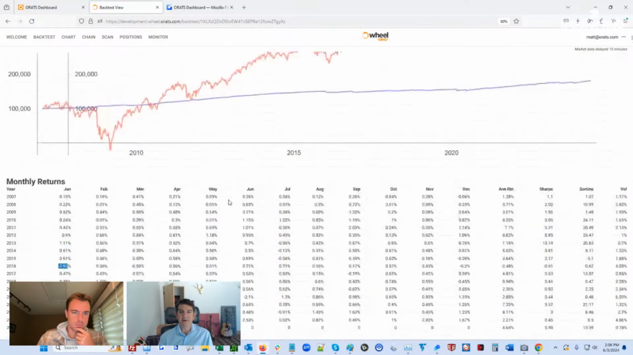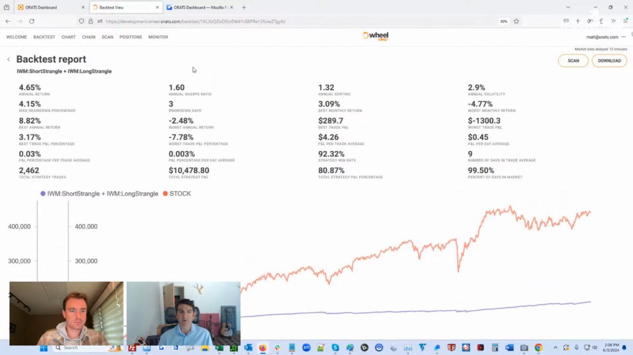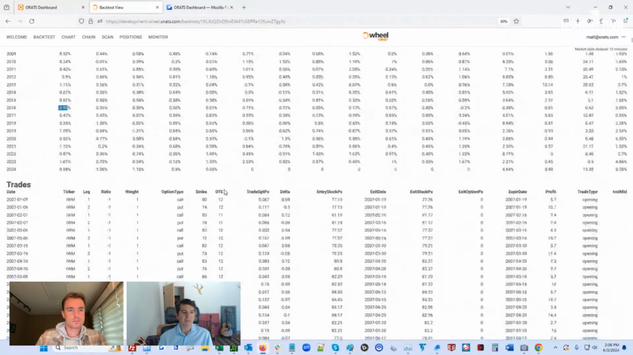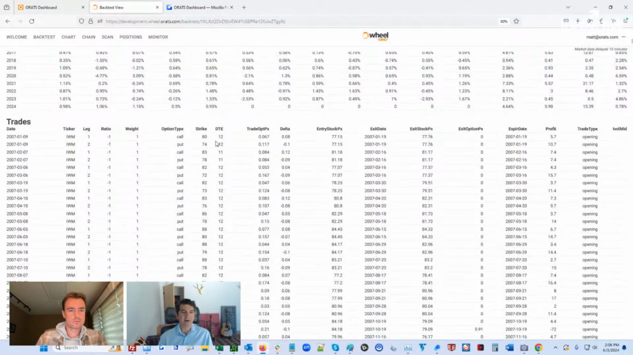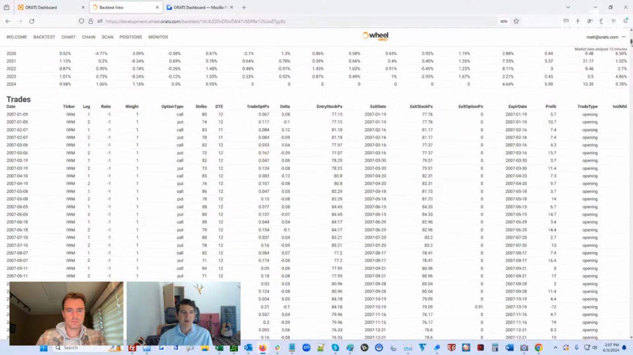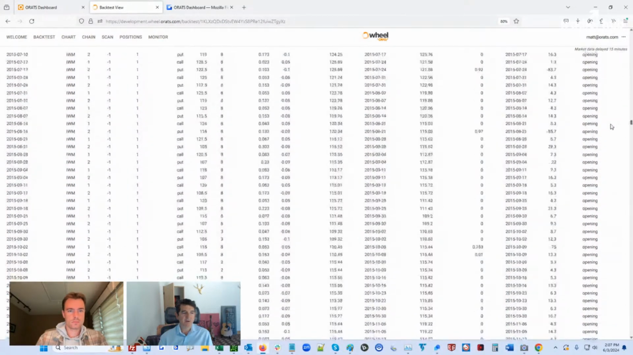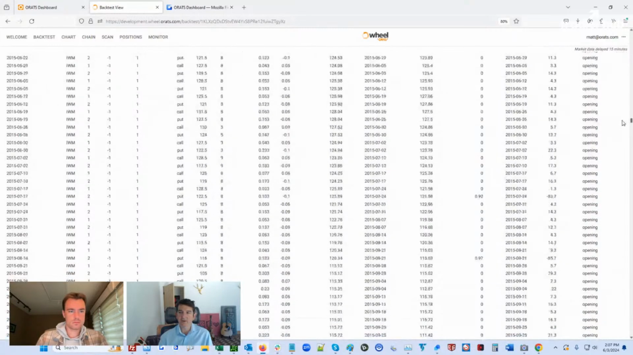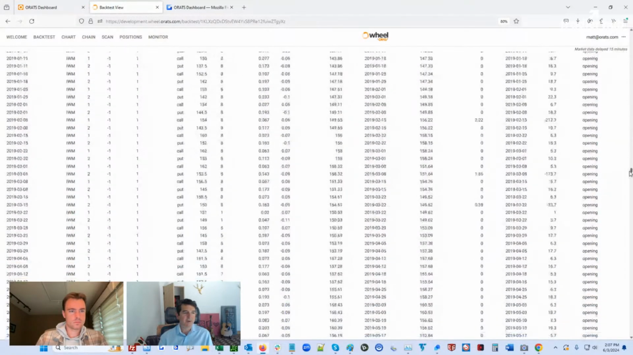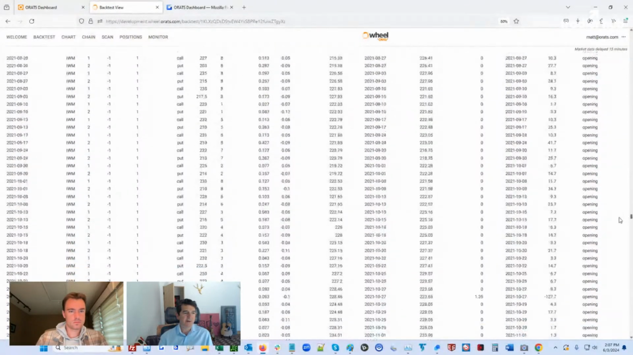So what is the strategy? We combine the strategy, so we don't have the details here, but I could go get them. But basically, it's selling a 0 DTE if you could find it. Back in 2007, they didn't have it. So I'm going to go to the bottom of these trades. We show all the trades, which is great.